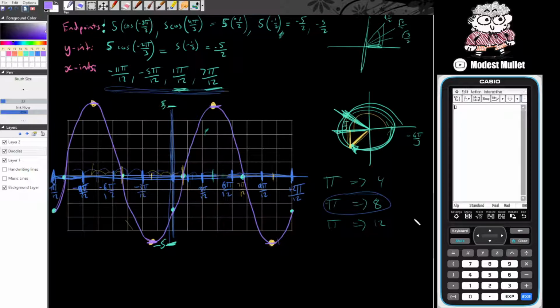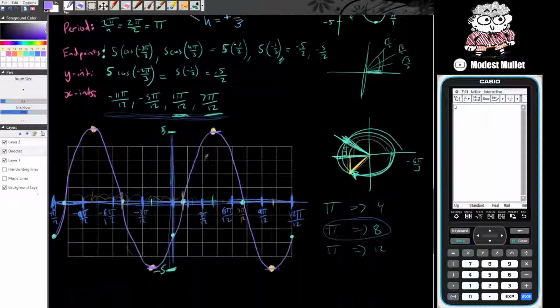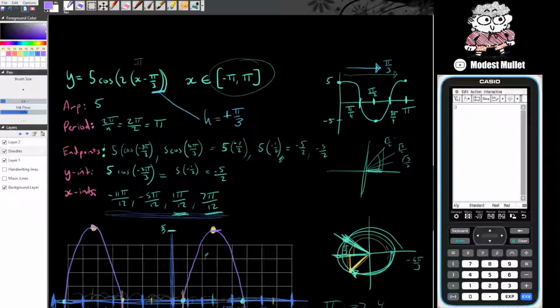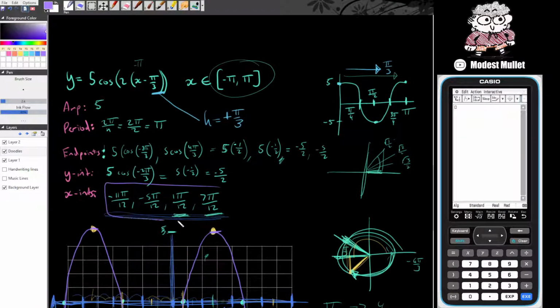So where are we up to? Oh Jesus, long video. There's a lot involved. And this is also skipping actually how to find these intercepts algebraically.